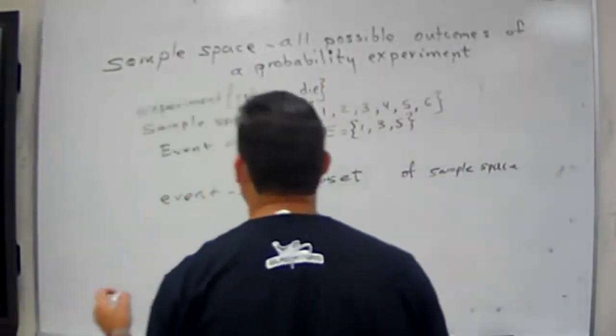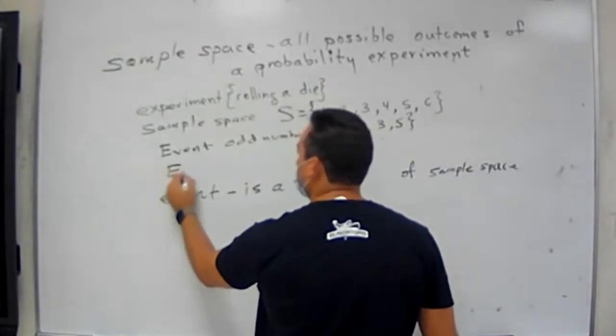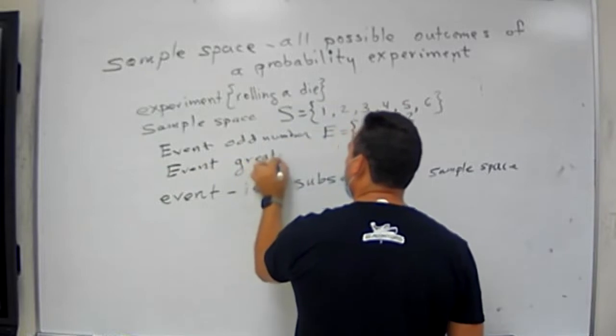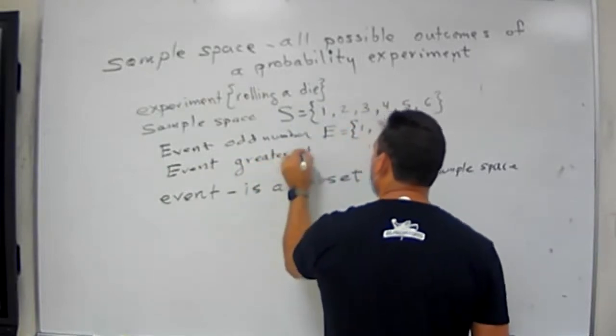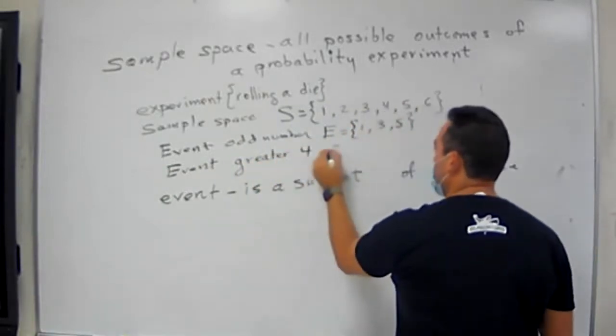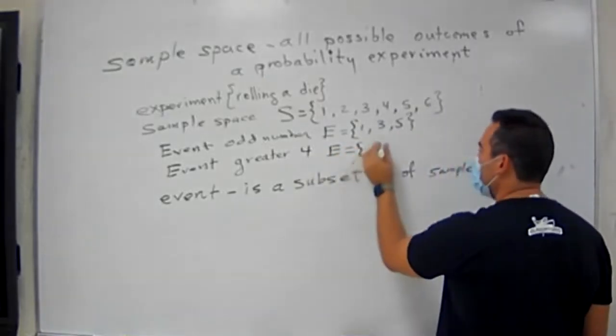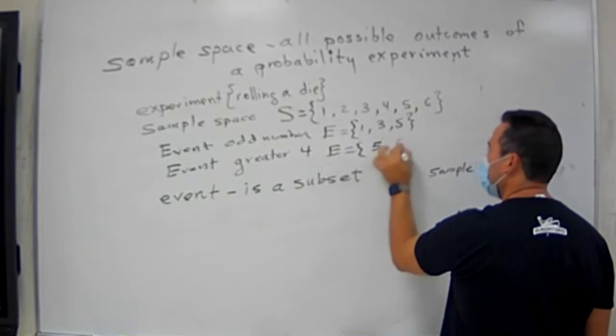If I asked you for the event of greater than 4, it would be what? Greater than 4 would be 5 and 6.